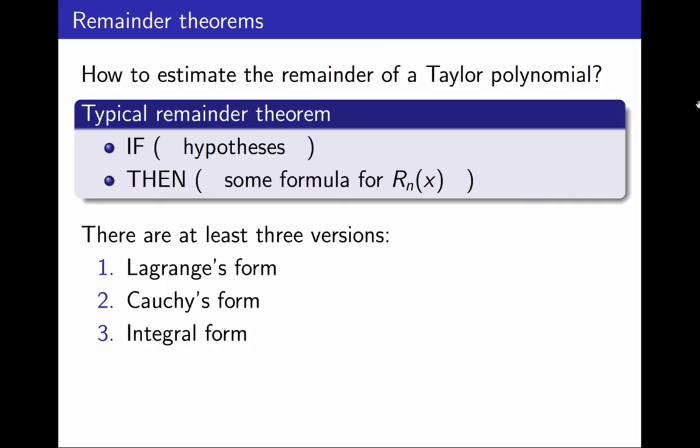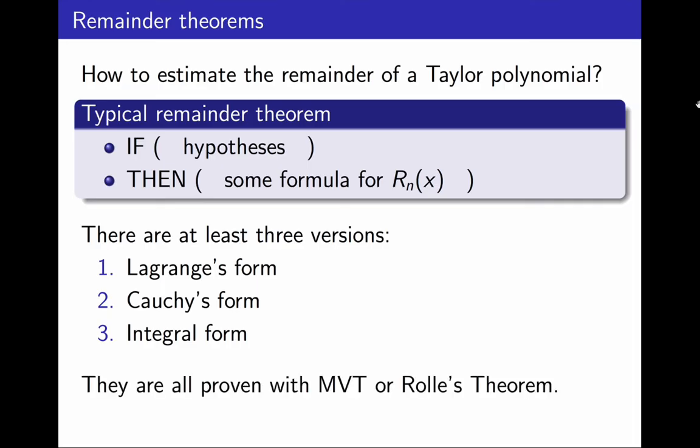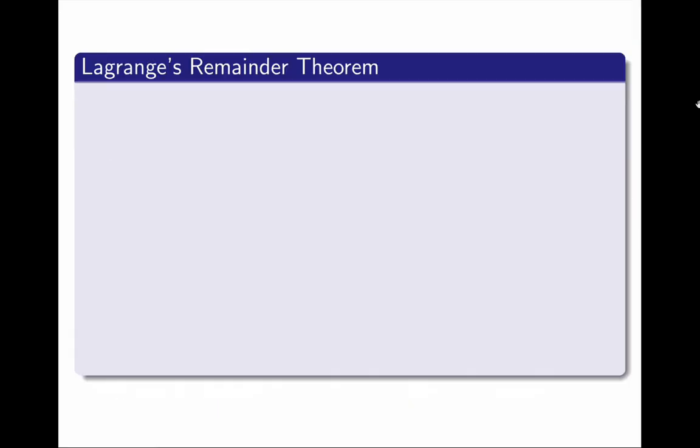I won't write a proof for any of them, but I will mention that all their proofs use the mean value theorem or perhaps Rolle's theorem. This would not be a surprise. Every important theorem in calculus relies on the mean value theorem. As an example, here is the precise statement of Lagrange's Remainder Theorem. Once again, this is just one of the versions. This is not more or less important than the others.